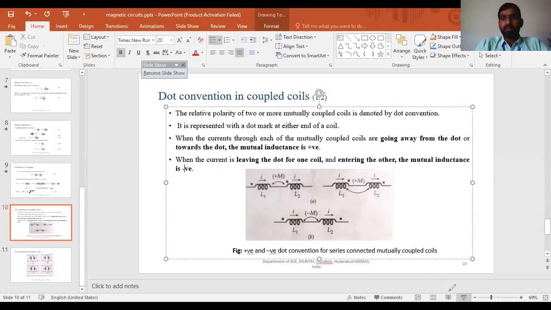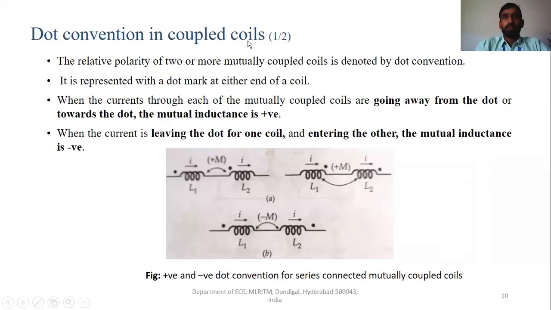So coming to this figure, here we have defined the third point and the fourth point using the two figures A and B. One is the positive dot convention and the other one is the negative dot convention.